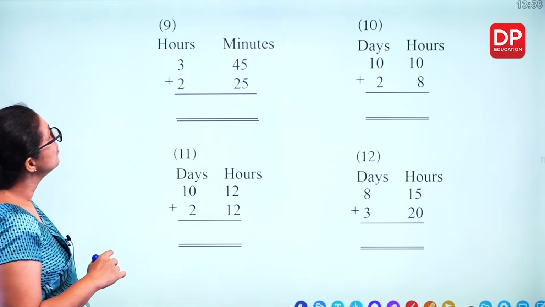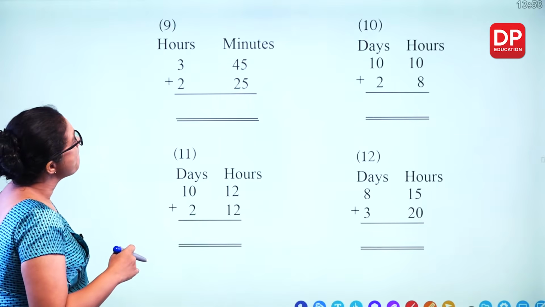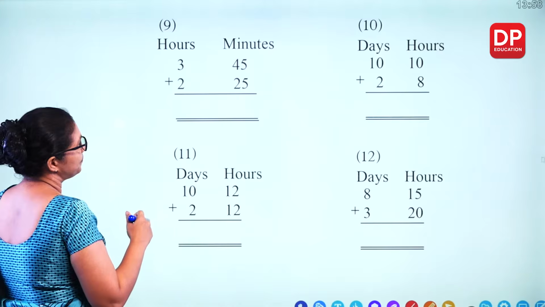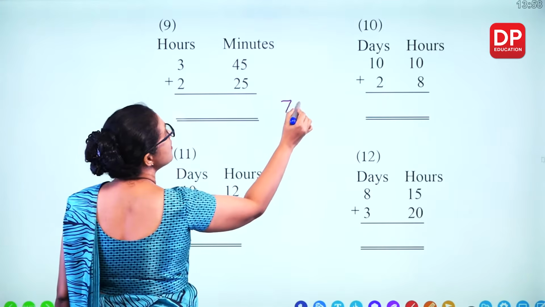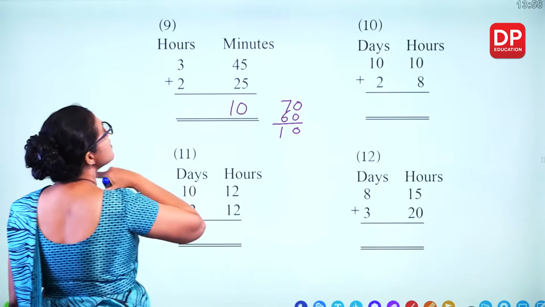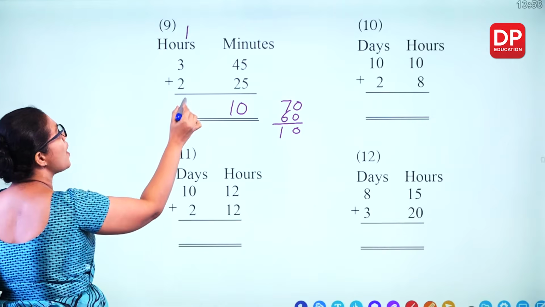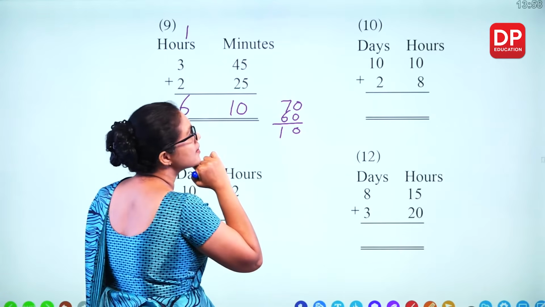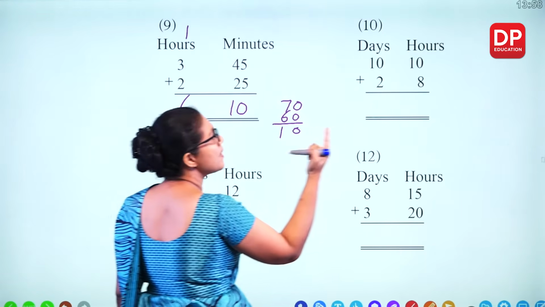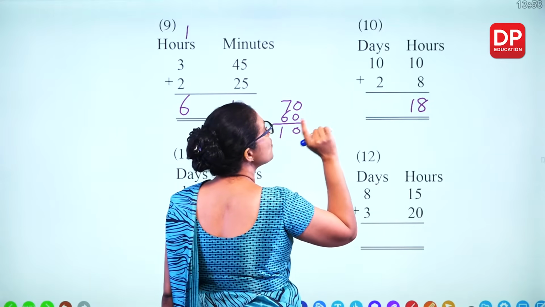Add these two. 45 and 25, 70. 70 you can't keep. You have to subtract 60. 10 here. 1 hour you can take it here. 3 plus 2, 5 plus 1, 6. Hours and days. 10 plus 8, 18. Okay, 18 hours. Okay, less than 24.